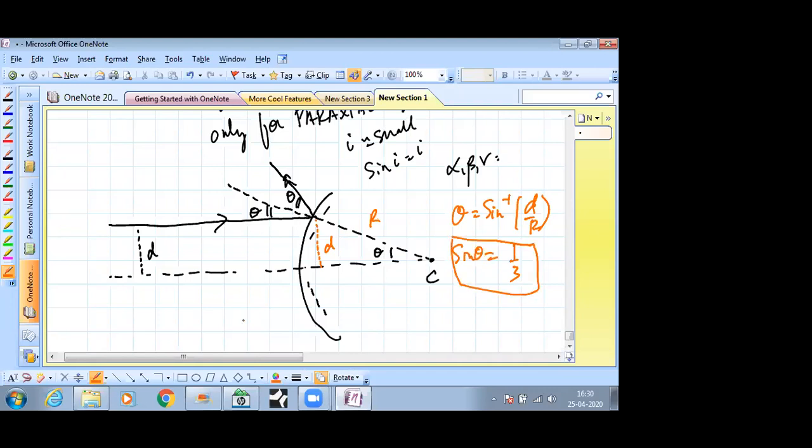So now how do I find the position of the image? For that, I'll have to retrace the path of the reflected ray, which is this one. So retrace the reflected ray that is meeting the principal axis over here at some position I, like this. And the other one is coinciding with the principal axis. So that ray is just going like this and retracing its path. So these two are intersecting here. So that becomes the image position.